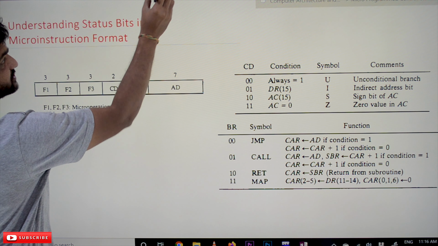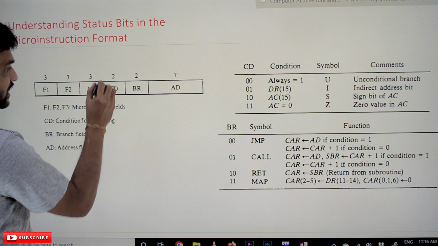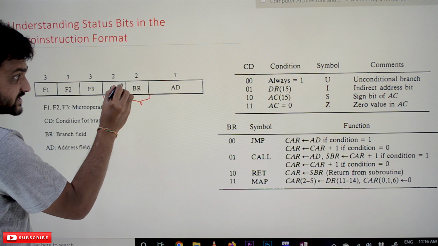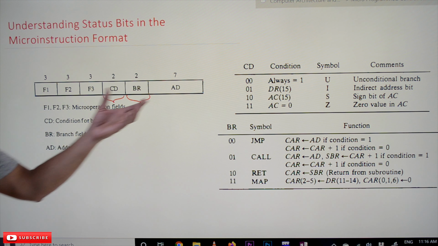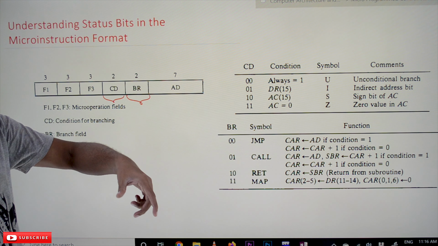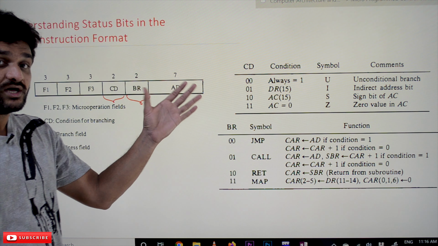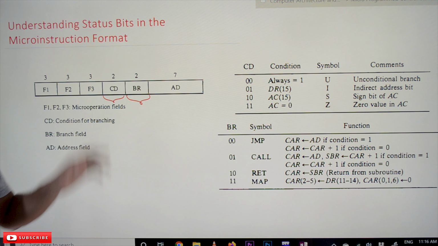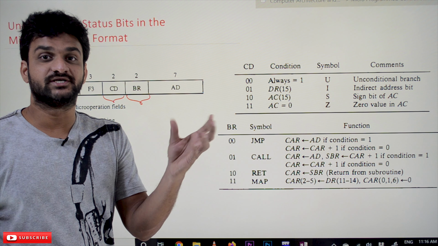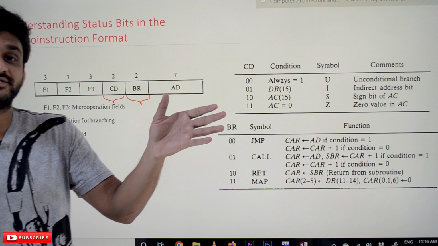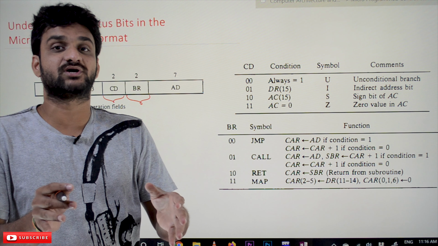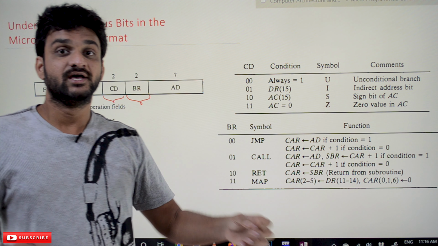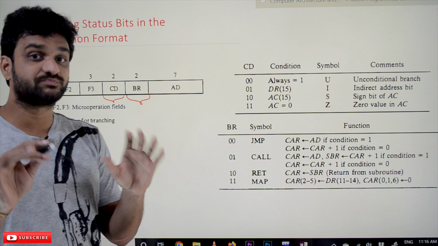So the status bits are CD and BR. In this video we will try to understand the status bits CD and BR, and how these status bits decide whether the address bits have to be transferred onto the control address register or the incrementation of the control address register has to be done. So what is this control address register? The block diagram of micro programmed control unit organization has already been discussed in our early videos of this section. If you haven't watched those videos, please watch them.